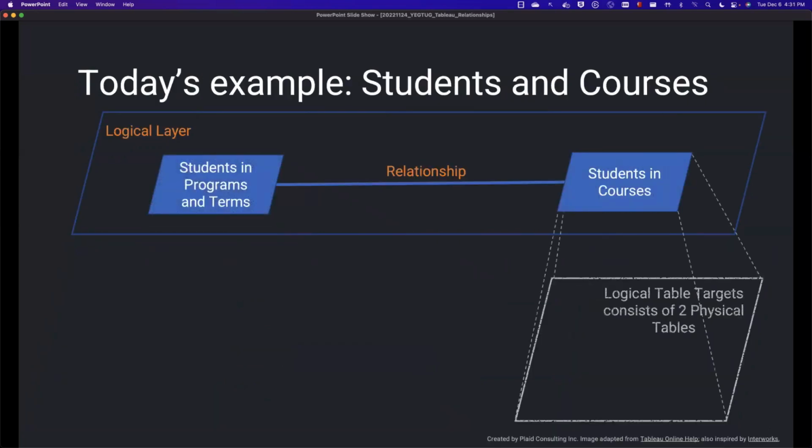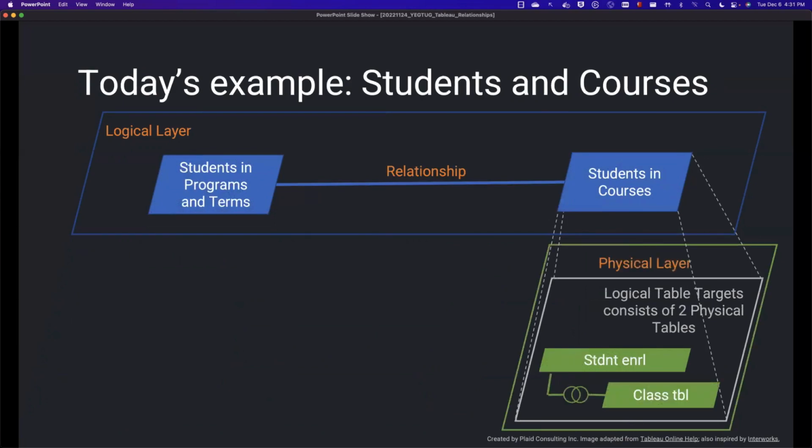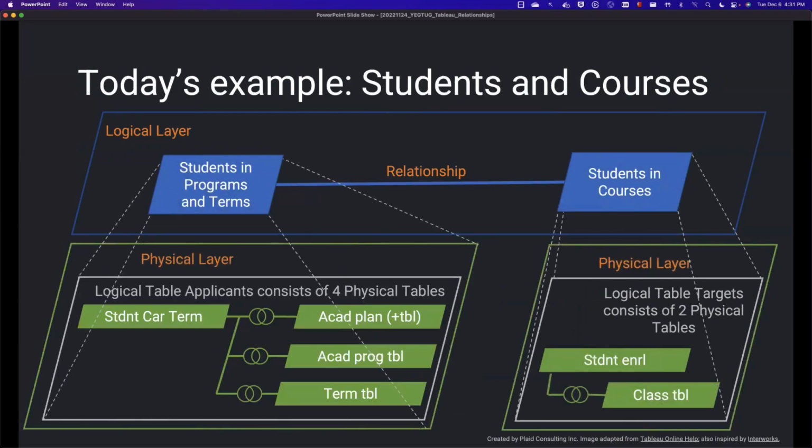Similarly, if we look at students and programs and terms on the left, which is not very detailed, and students and courses on the right, which is very detailed, we can use a relationship to bring them together. So students in programs and term is one row per student per term per program that they're enrolled in. And there's 4 tables that make up that information. The students in courses, however, is one row per student per term per course that they're enrolled in, and 2 tables make up that information.